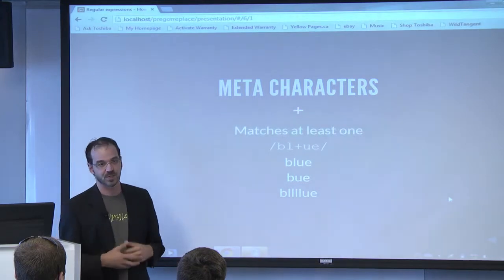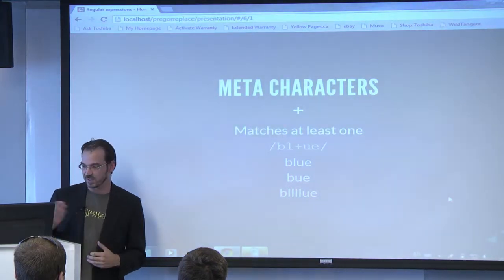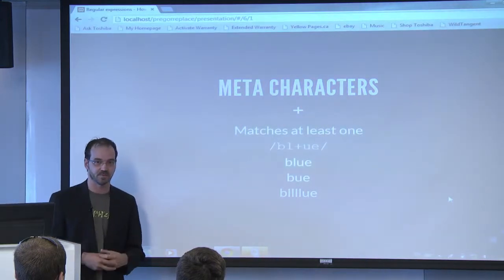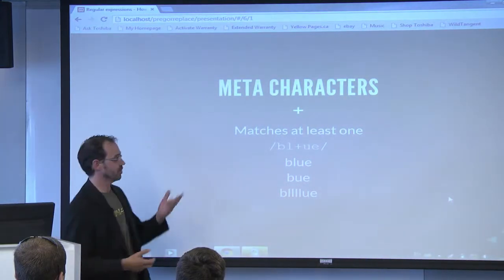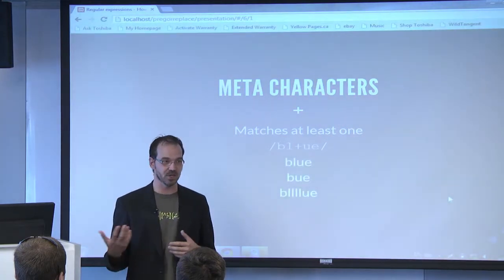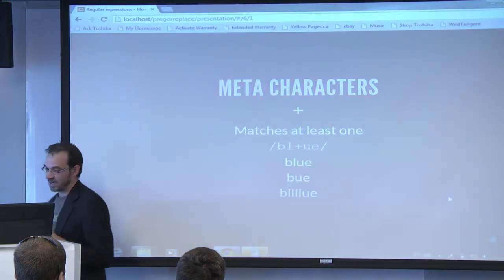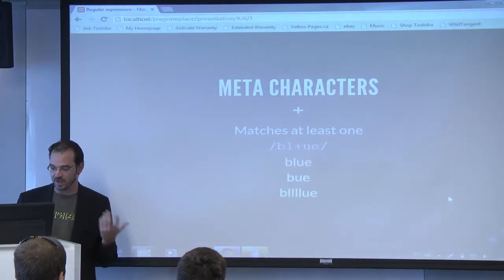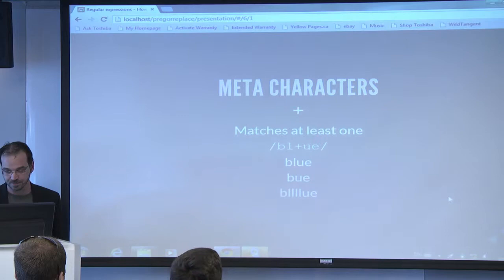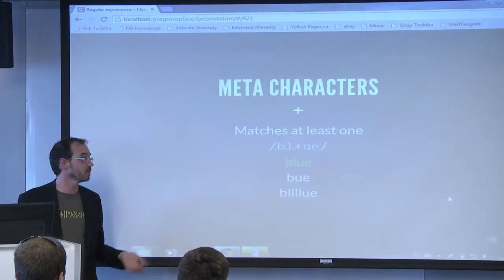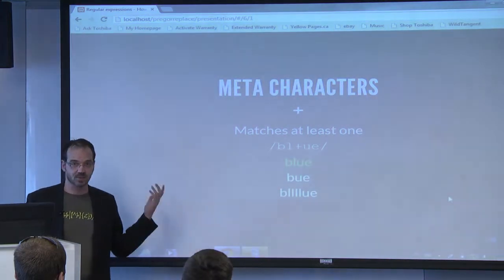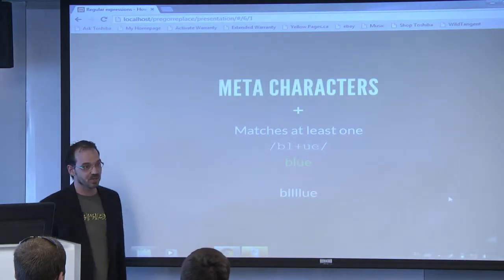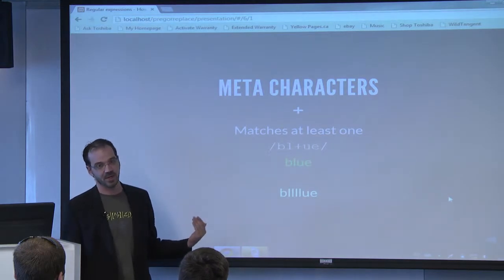First one that I'll show you is the plus sign. A plus sign placed next to a character means match at least one of that character. So in the example that I have as a regular expression, BL+UE, it asks for the letter B followed by at least one L, and then U and E. So our first example, blue, once again, it matches because it has at least one L next to the B. Next one, BUE, doesn't match because this one doesn't have at least one L.